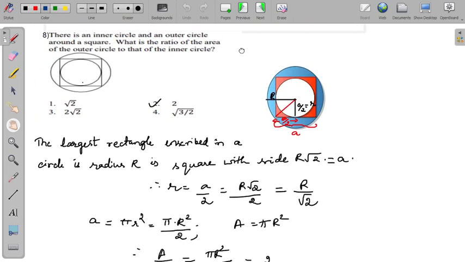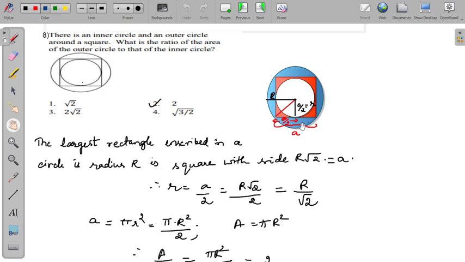Now there is an inner circle and an outer circle around a square. What is the ratio of the area of the outer circle to that of the inner circle? So draw two circles and a square. There is a result: the largest rectangle that can be inscribed within a circle of radius r is always a square with side a equal to r into root 2. A is the side of the square. R is the radius of the bigger circle. Small letter r is the radius of the smaller circle. Let us find out the small letter r value.